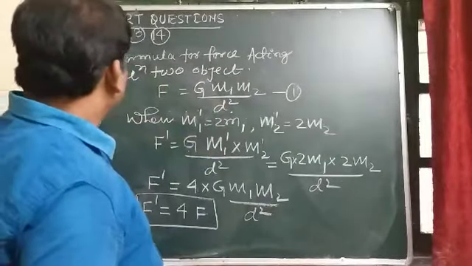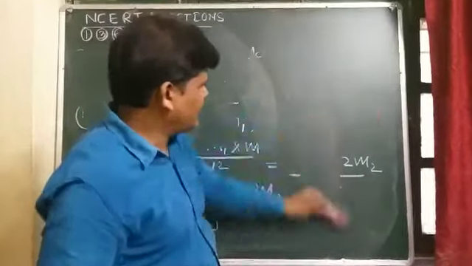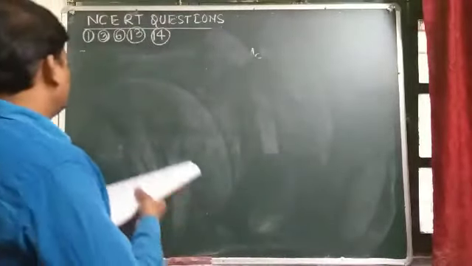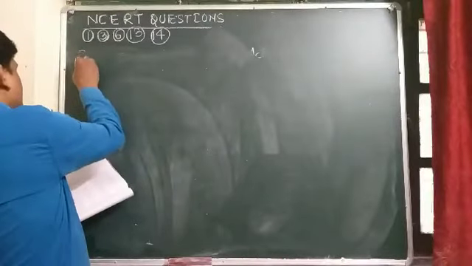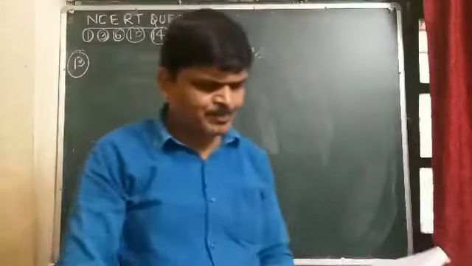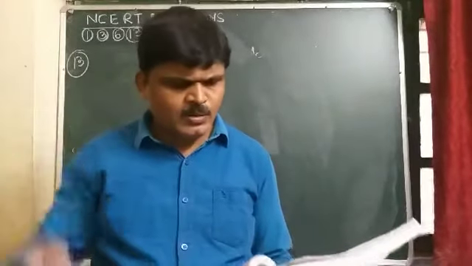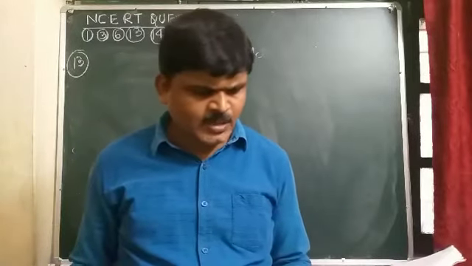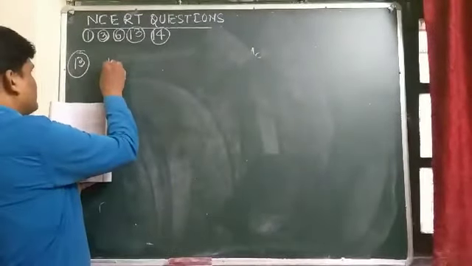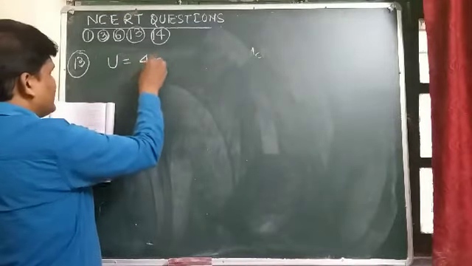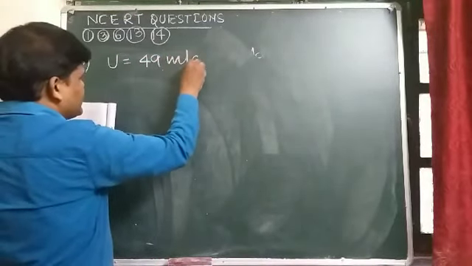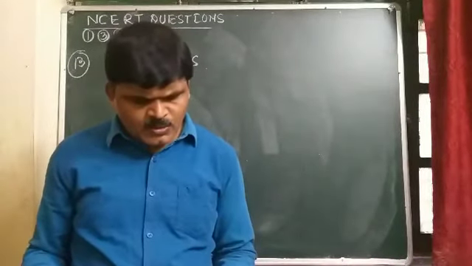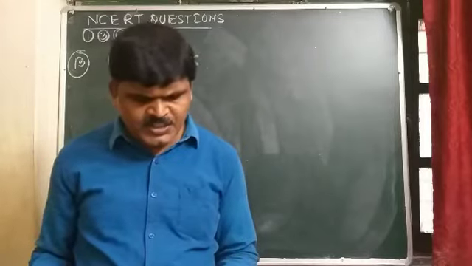And students, next question, question number 13. Listen carefully. Now I am going to solve question number 13. A ball is thrown vertically upward with a velocity of 49 meter per second. It means its initial velocity is given. Calculate the maximum height to which it rises.